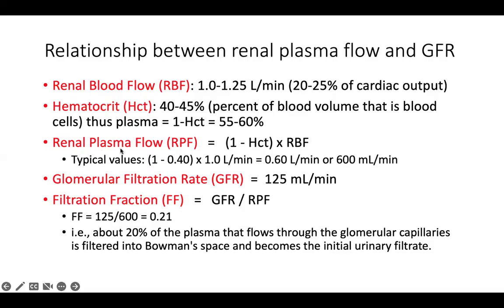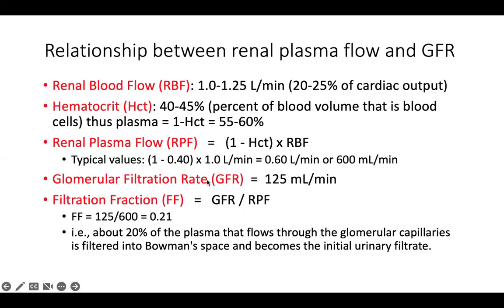And then renal plasma flow is going to be 1 minus your hematocrit, which is your plasma, multiplied by your renal blood flow. So typical values, if you take 1 minus 0.4 hematocrit, this is going to be 0.6 liters per minute, assuming a 1 liter per minute renal blood flow. So again, it's just taking 1 minus hematocrit multiplied by your renal blood flow. So renal plasma flow is usually around 600 mLs per minute.